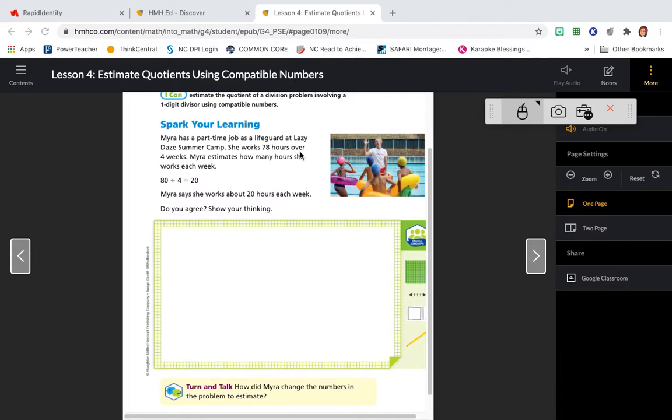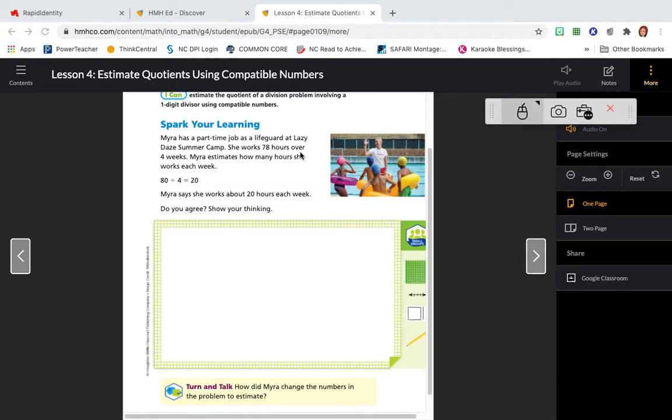Myra has a part-time job as a lifeguard at Lazy Days Summer Camp. She works 78 hours over 4 weeks. Myra estimates how many hours she works each week. So here's her division equation. She has 80 divided by 4 equals 20. Myra says she works about 20 hours each week. Do you agree? So we're going to find out if her answer is reasonable.